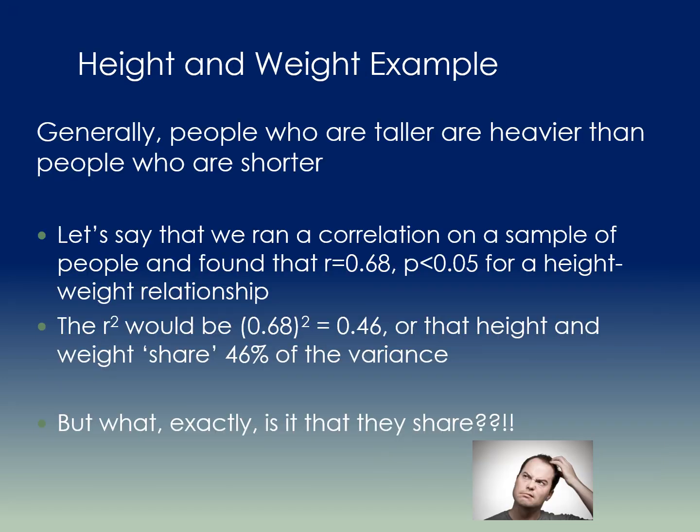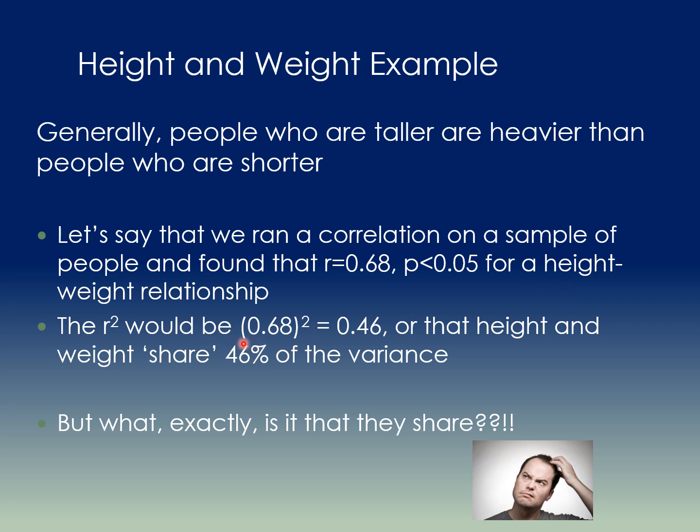And the example that I want to show you is a classic one. It's a height and weight example. So what we see generally is people who are taller are heavier than people who are shorter. In general, we know that's not a perfect relationship, right? So let's just say that we ran a correlation of a sample of people and found an R value of 0.68, and it was statistically significant between height and weight. So there's an association there that is moderately strong.